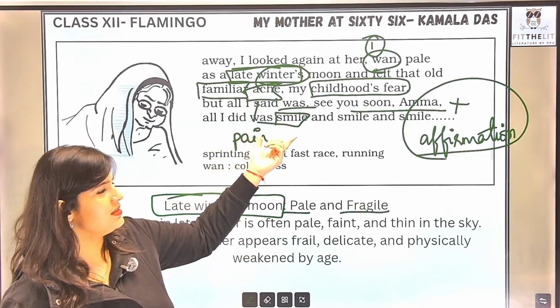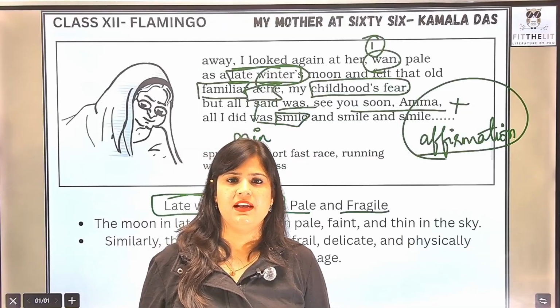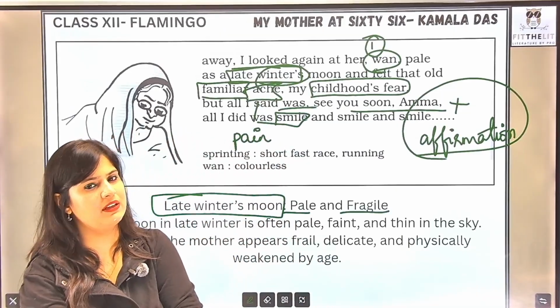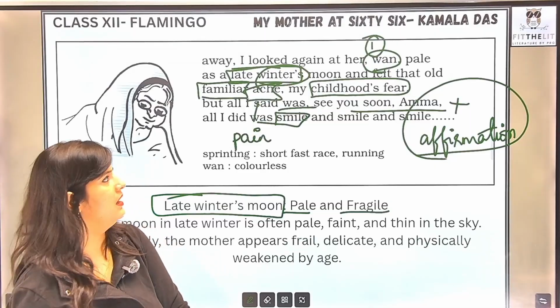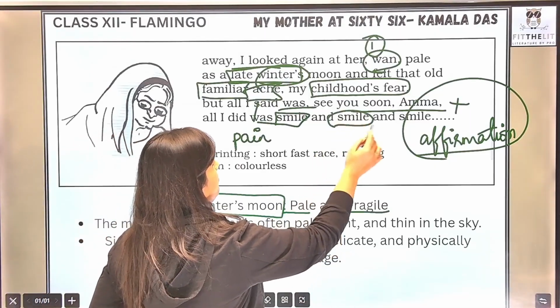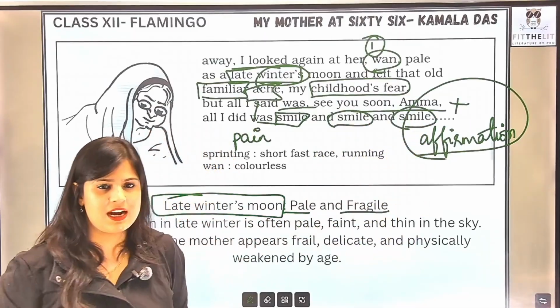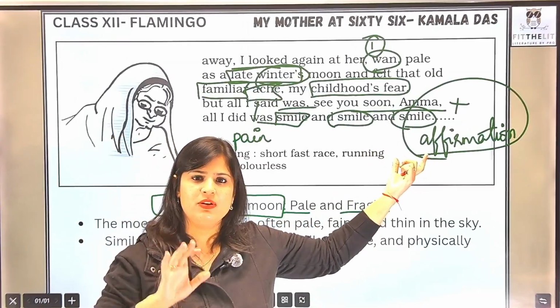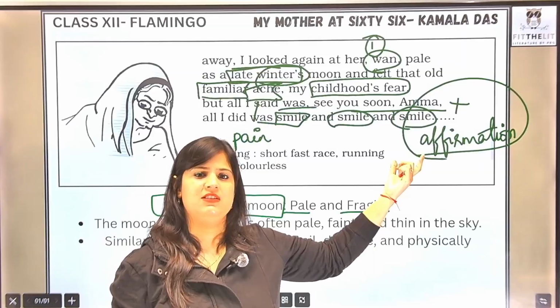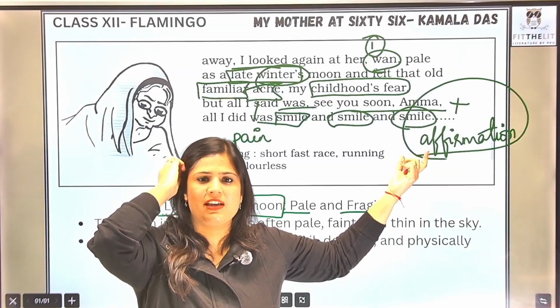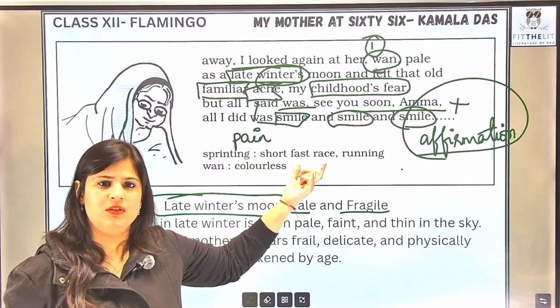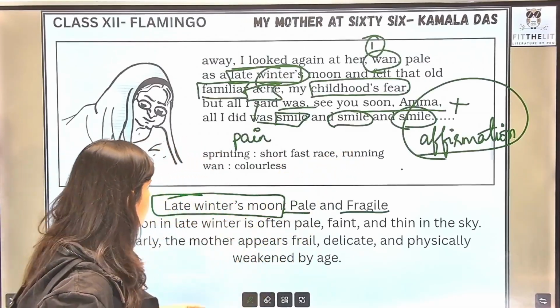And all I did was smile and smile and smile. And also the gesture that she leaves her mother with is of smiling. And again, this smile is repeated to reinforce that positive affirmation. She is really positive that she is going to meet her mother again. ऐसा नहीं है कि she is going to die. The mother is going to die very soon, ऐसा नहीं होगा. According to the poetess, she is going to meet her mother very soon.